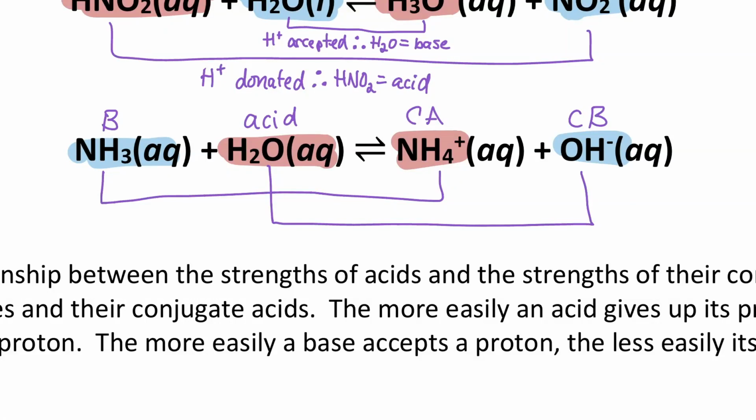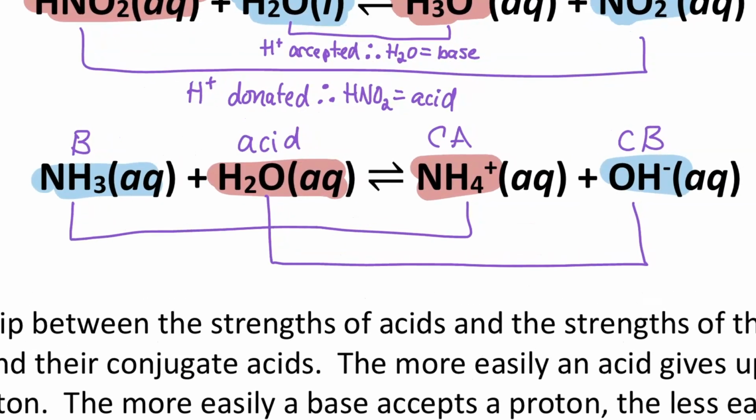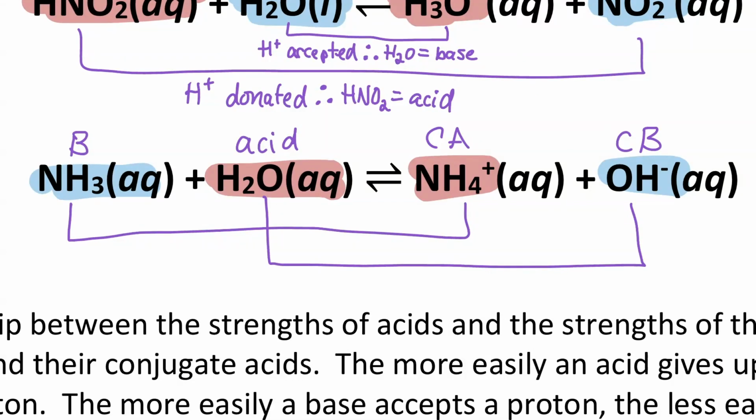Okay, this is a great example to talk about what this next blurb says. I'm not even going to zoom in on it, because all that it says is that there's an inverse relationship between the strength of species in conjugate pairs. So the stronger an acid, the weaker its conjugate base. The weaker an acid, the stronger its conjugate base. So let's talk about that first.